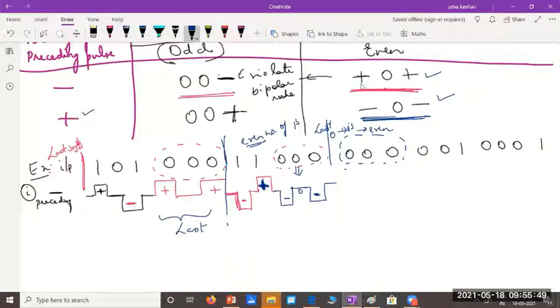So I have to replace it with either this or this. Now, which one should I use? That will be decided looking at the previous pulse. What is the previous pulse here? Previous pulse is a negative value. So if the previous pulse is a negative value, I should replace the 3 zeros with plus 0 plus. So replace it with plus 0 plus. Okay. Is this clear?